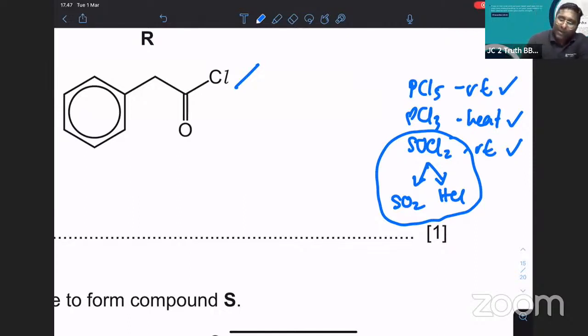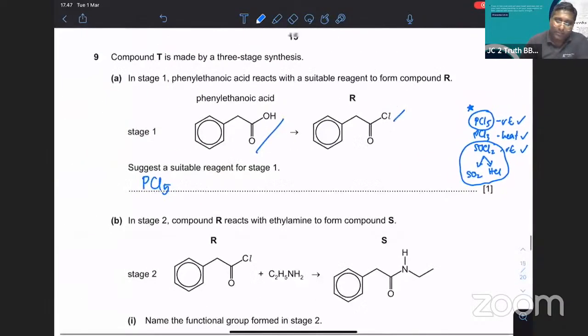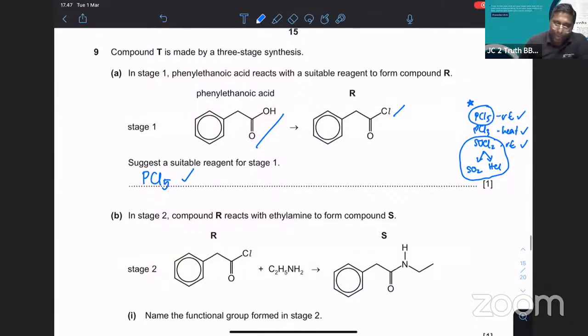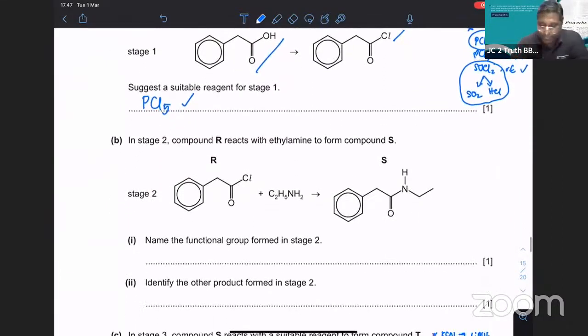But PCl5 is more popular, because it happens at room temperature and also gives you HCl. So this is more common. PCl5 is more common, because they give you less poisonous gases. So PCl5 is selected. Now in stage 2, compound R reacts with ethyl amine to form compound S.